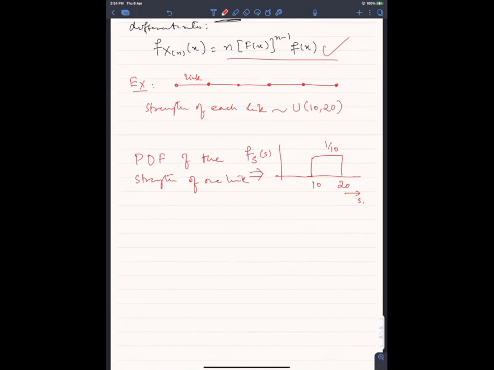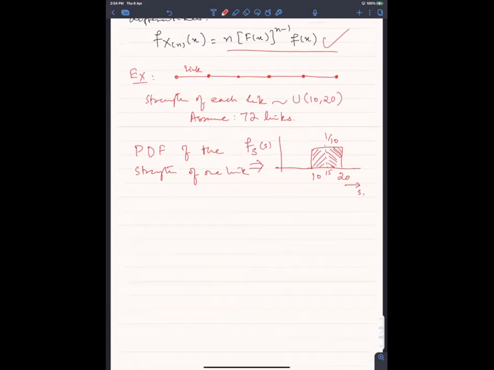So I am interested in finding the strength of the chain. Let's assume that you have 72 links. If you look at one link, the likelihood that its strength will be less than 15 is equal to the likelihood that its strength will be more than 15. So the average strength is 15. The average strength of the chain, intuitively I would expect, since it is the min of all of those, will be much less than 15.